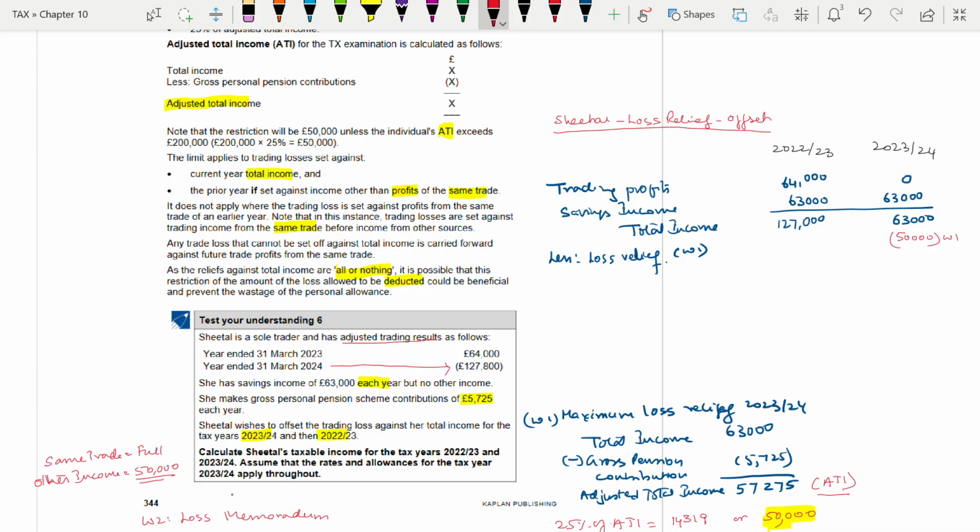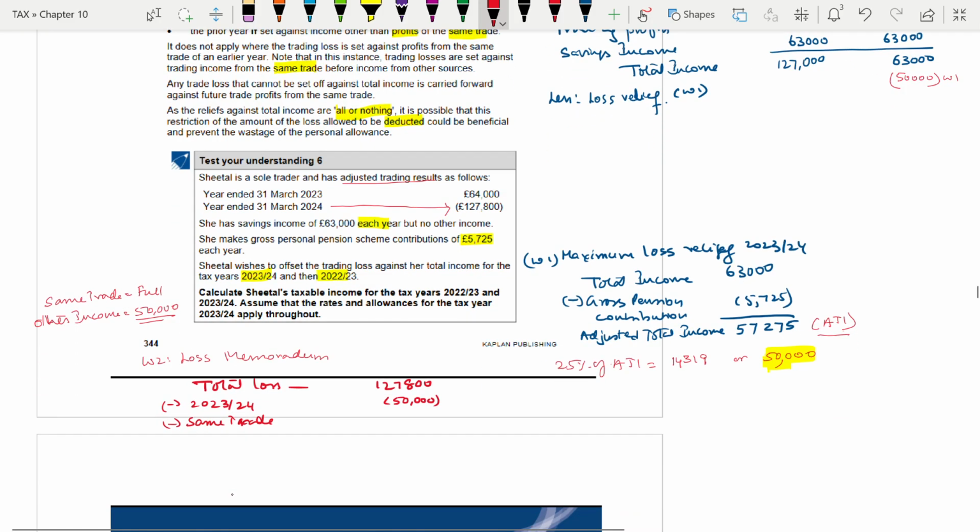Now you see the thing. You have 63,000. Same trade, how much is the profits? Profits is 64,000. You can deduct 64,000 from the same trade. 2023-24, same trade is 64,000. Next, what we have to mention here?